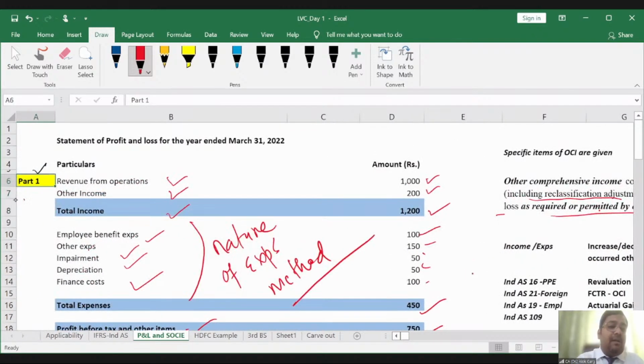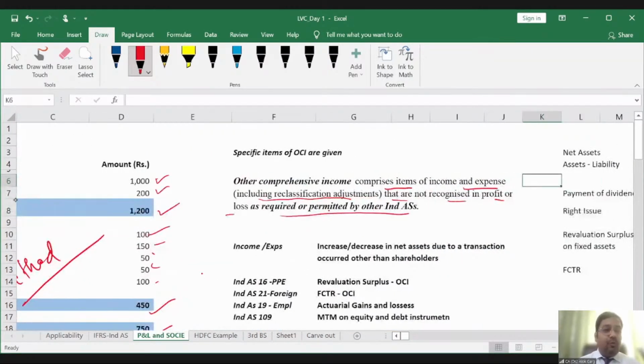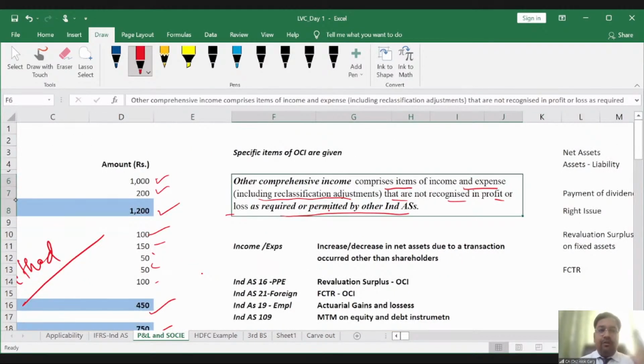Which profit or loss? Part one of the profit or loss. So other comprehensive income comprises those income and expenses which are not recognized in P&L. Which P&L? Part one of the P&L. Part one means till the profit after tax. Which are not recognized in P&L as required or permitted by other Ind AS. Some Ind AS requires that this is not to be recorded in P&L. It has to be recorded as other comprehensive income, which is an extended version of P&L.